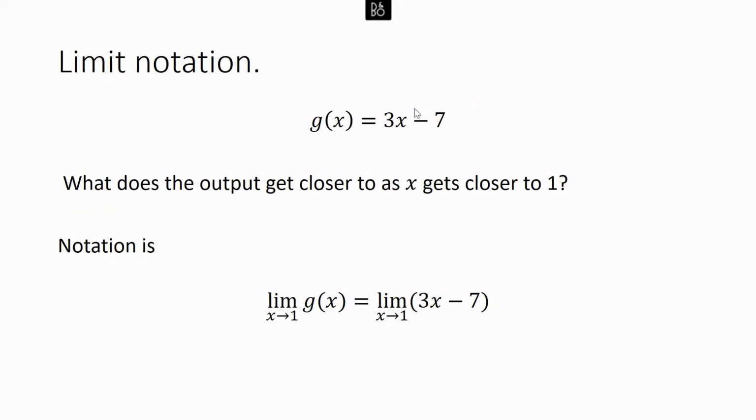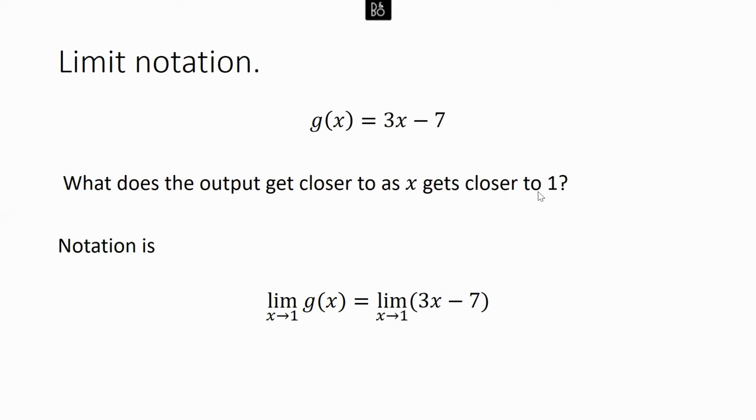Okay, so now we've done a couple of examples with some calculations. And when we did that, we hopefully noticed that it took us a lot of time to write out by hand statements like this. What does the output get closer to as x gets closer to 1? Or, as x gets closer to 1, the function g of x gets closer to -4. So in mathematics, we like to shorthand everything. And this is the concept of the limit.